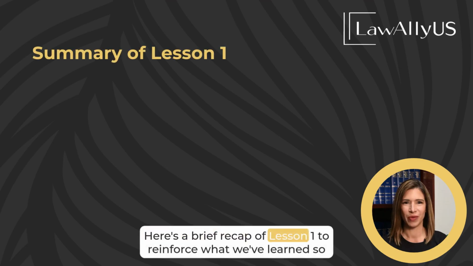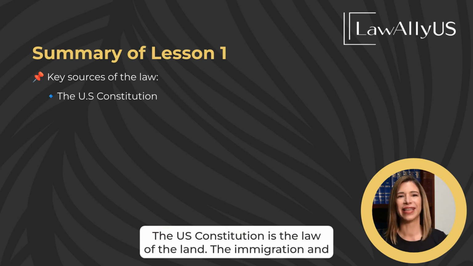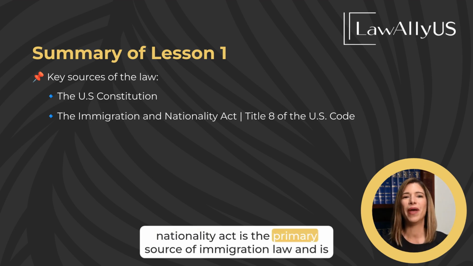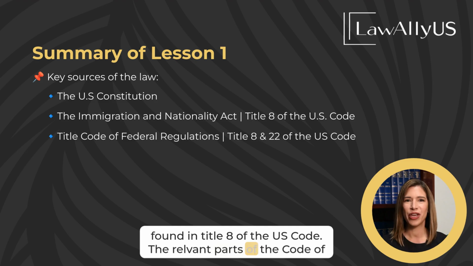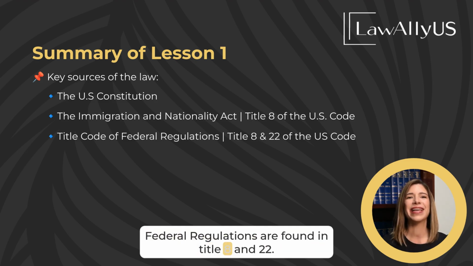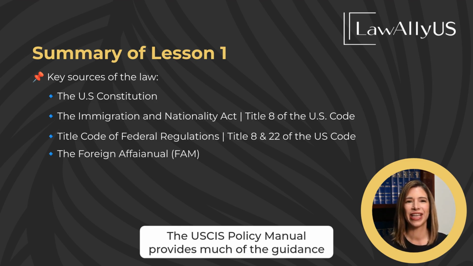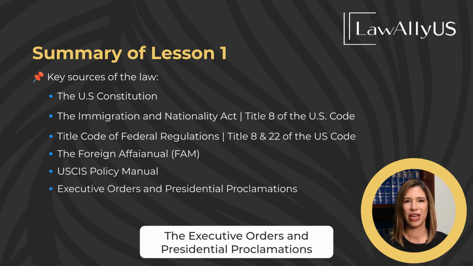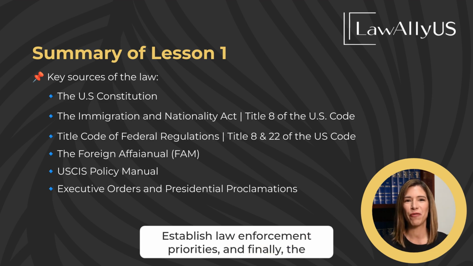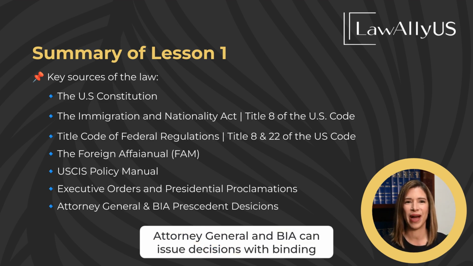Here's a brief recap of Lesson 1 to reinforce what we've learned so far. The U.S. Constitution is the law of the land. The Immigration and Nationality Act is the primary source of immigration law and is found in Title 8 of the U.S. Code. The relevant parts of the Code of Federal Regulations are found in Titles 8 and 22. The Foreign Affairs Manual provides visa adjudication guidance. The USCIS Policy Manual provides much of the guidance needed to prepare an immigration application. The executive orders and presidential proclamations establish law enforcement priorities. And finally, the Attorney General and BIA can issue decisions with binding legal precedent.